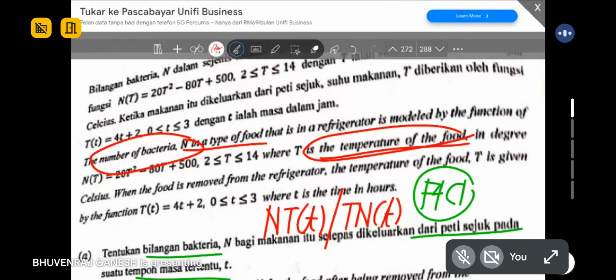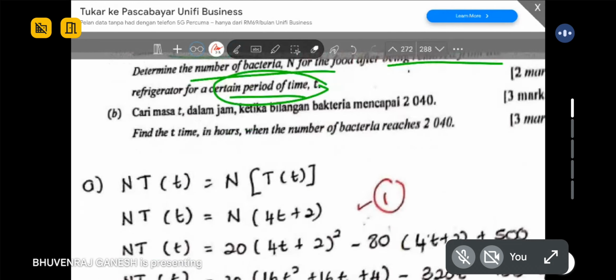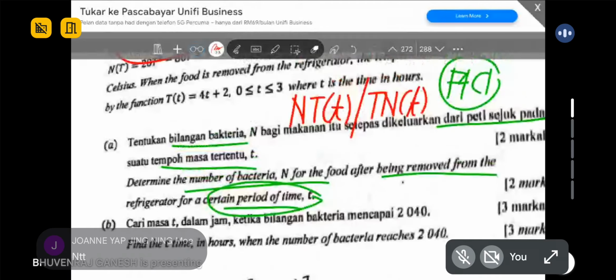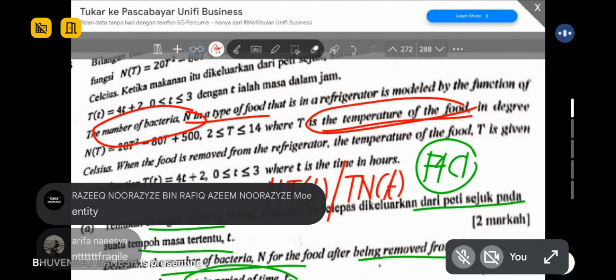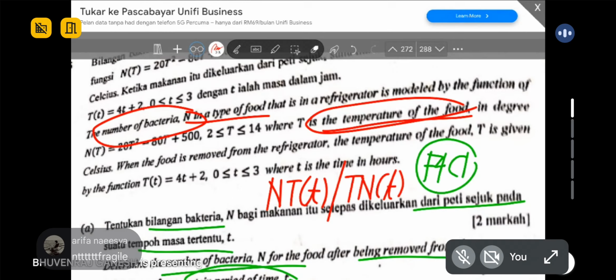And yeah, itu saja. Okay, so which one comes first? You guys must think and see. Okay, so the answer is NTT. Alright? Yeah, correct. Okay, NTT means the concept is you must have temperature first, then only the bacteria can come, right guys? Am I right?